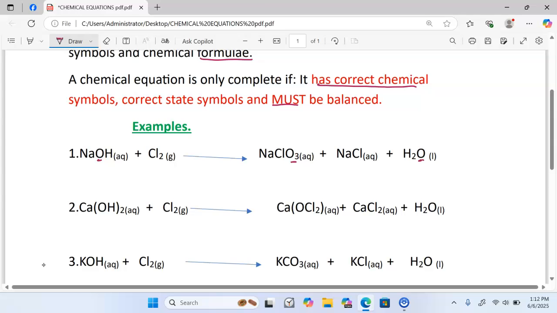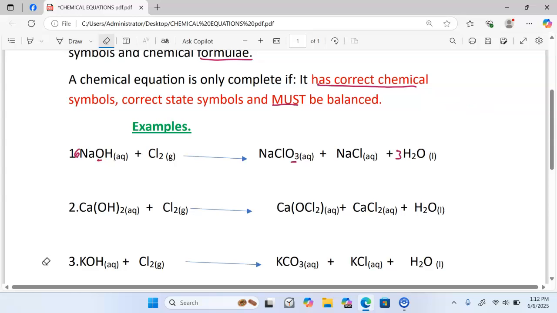We can decide to use 3 on water, for example, such that the number of oxygens will be 1 times 3, giving us 3, plus 3 from sodium chlorate 5, we have a total of 6 oxygens. And for us to make the number of oxygens on the reactant side 6, we simply multiply 6 behind sodium hydroxide.